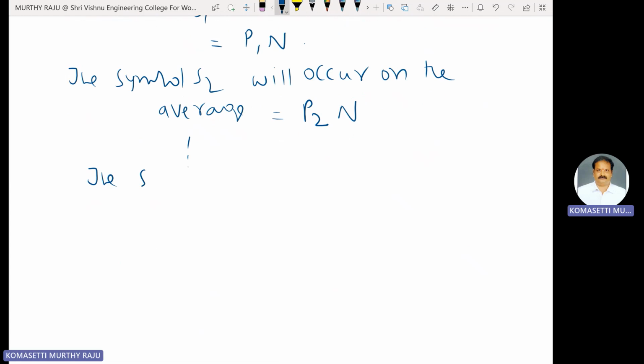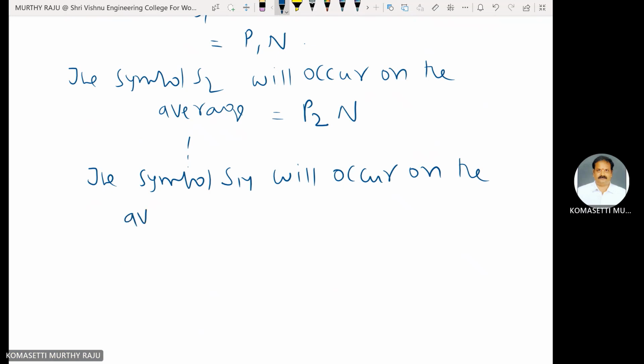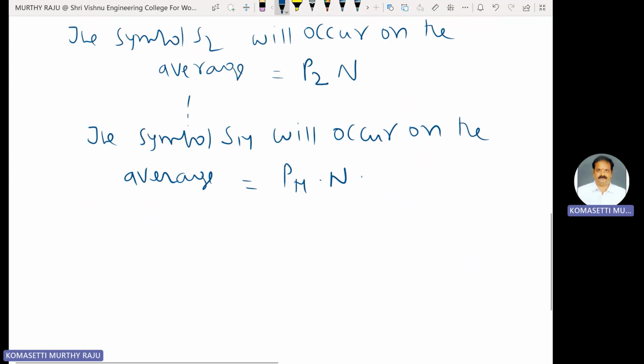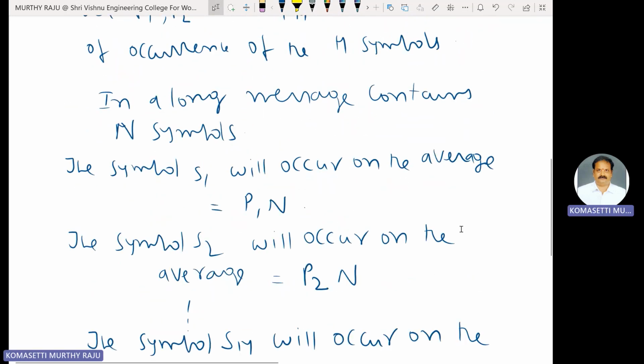The symbol SM will occur on the average PM into N times, where PM is the probability of occurrence of that symbol SM. This is a long message, a long message containing N symbols.